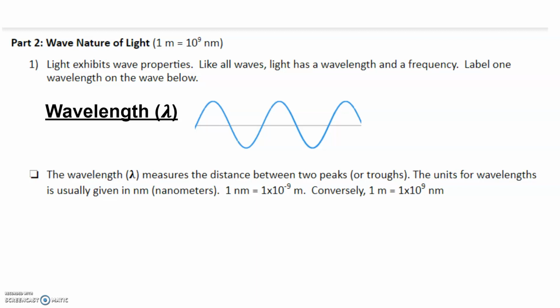Now, since light has a wave nature, that means that it will also have properties that you find in any wave, like wavelength and frequency. Let's start off by talking about the wavelength.